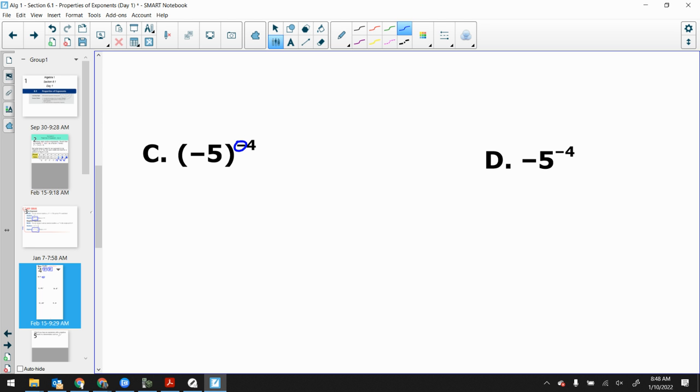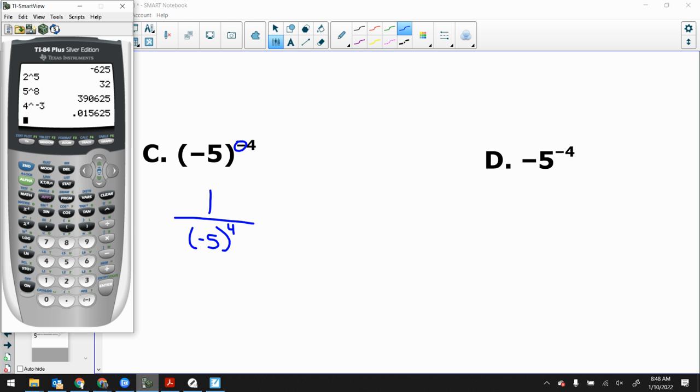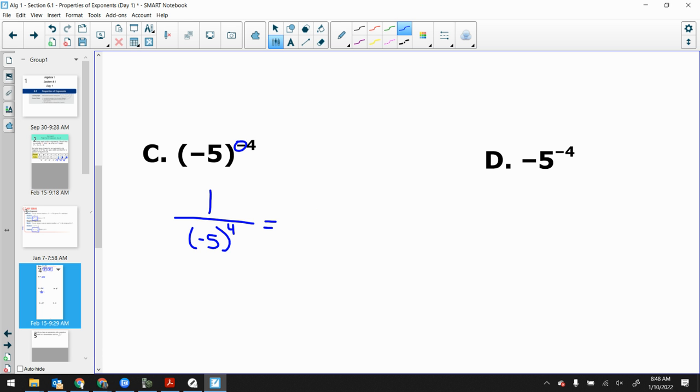Because this negative exponent is there, that negative means it shifts down into the denominator. What shifts down? The entire base. And now it's raised to the positive exponent. Be careful here. I then say, what is -5 to the 4th power? Positive 625. Because there's parentheses there, this is a positive 625. So 1 over 625.